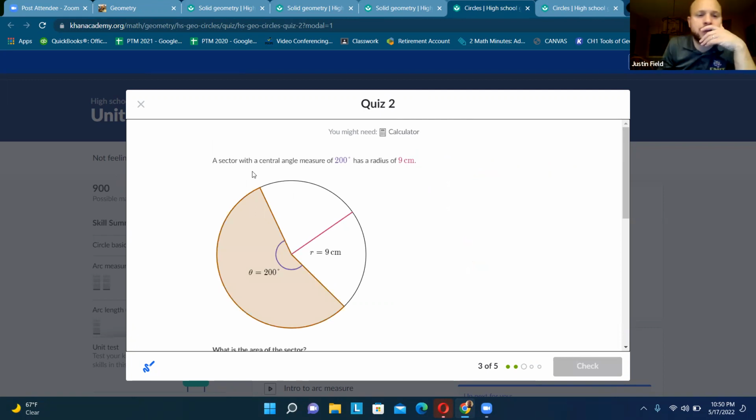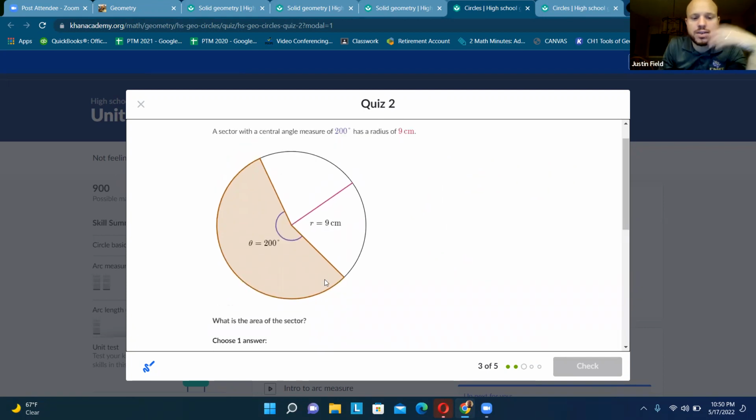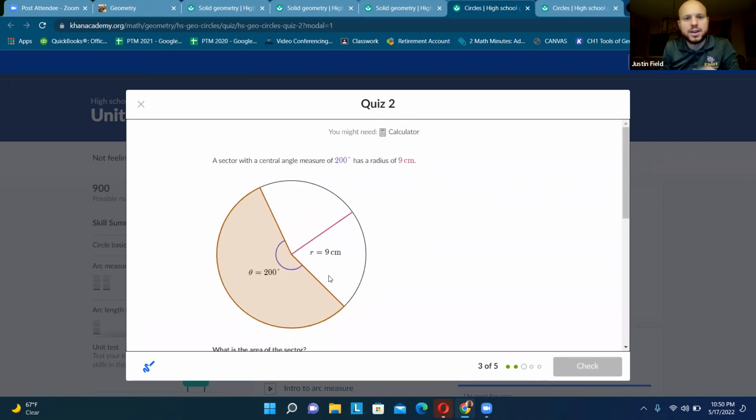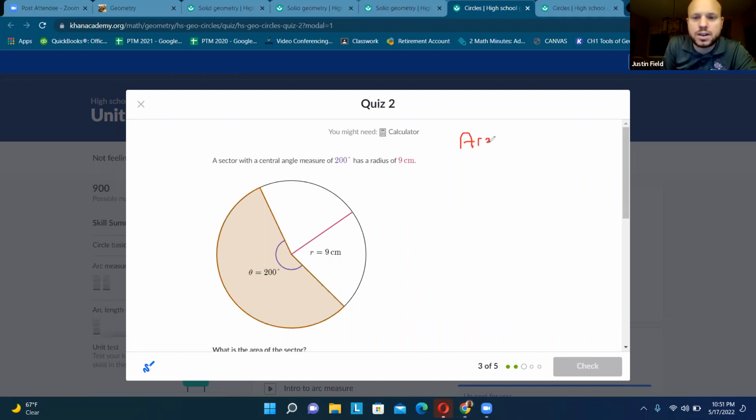A sector with a central angle of 200 degrees has a radius of 9 centimeters. What's the area of the sector? I thought I'd get away without showing you the area of the sector. Well, let's talk about it. I showed you what a sector looks like. If you don't remember, it's a pizza slice. There's a sector right there.